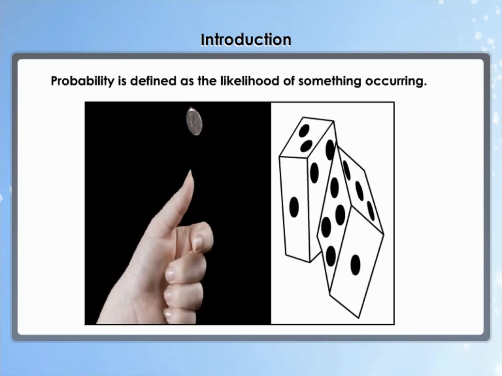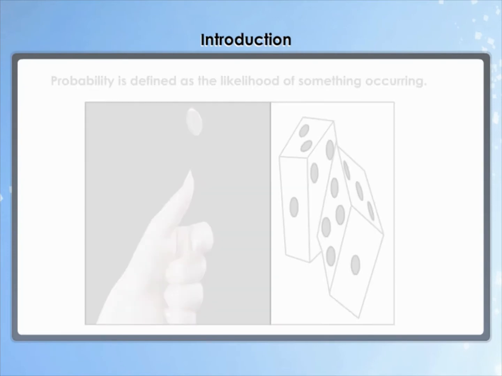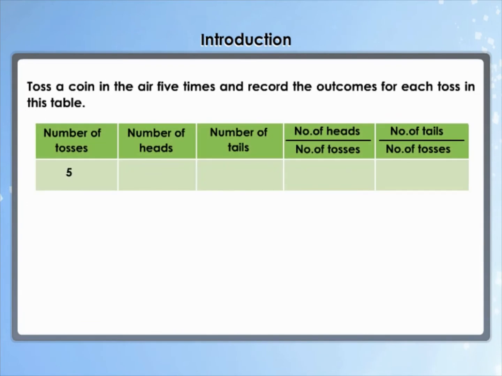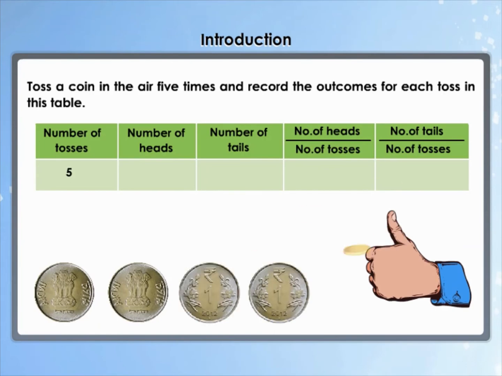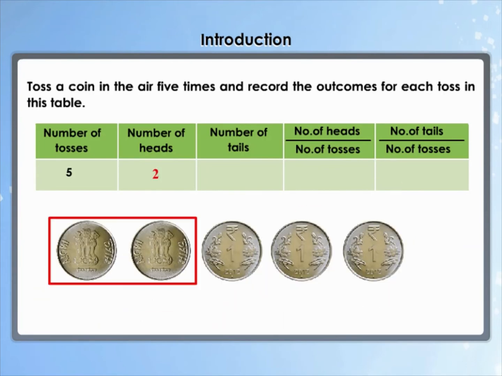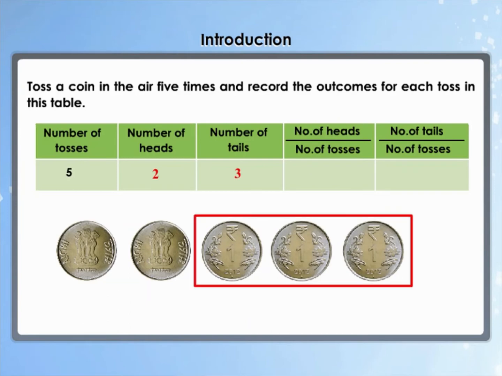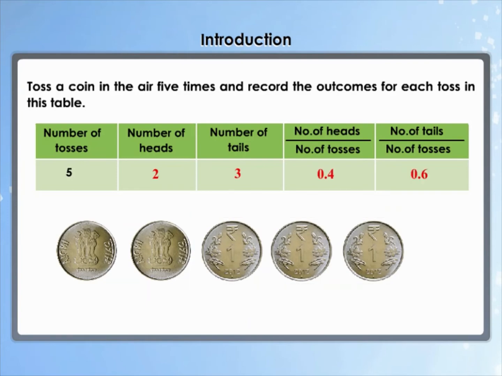Now let's perform the following activity. Toss a coin in the air 5 times and record the outcome for each toss in the table. For each toss, the following outcomes are recorded. The values are entered in the table and the probability for getting a head and the probability for getting a tail is calculated. Now repeat the activity by increasing the number of tosses to 10, 15, and 20 and record the outcomes. What do you find?